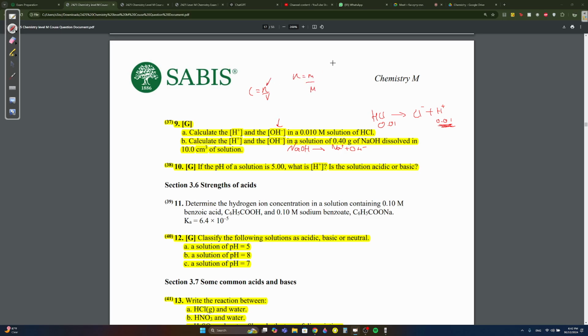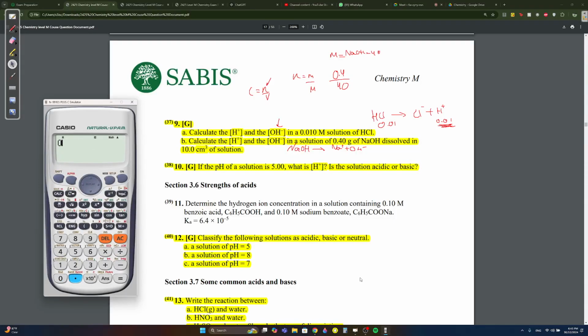The molar mass of NaOH, 16, 23, 1, if we have a periodic table, is going to be 40. The mass is 0.4 grams. Remember, in chem, we don't use kilograms, we use grams. So 0.4 divided by 40, and you get 0.01.